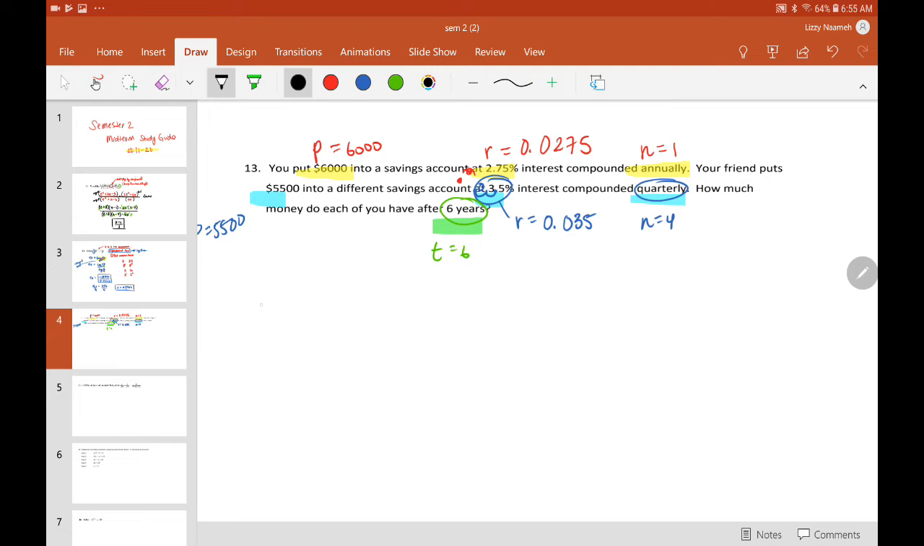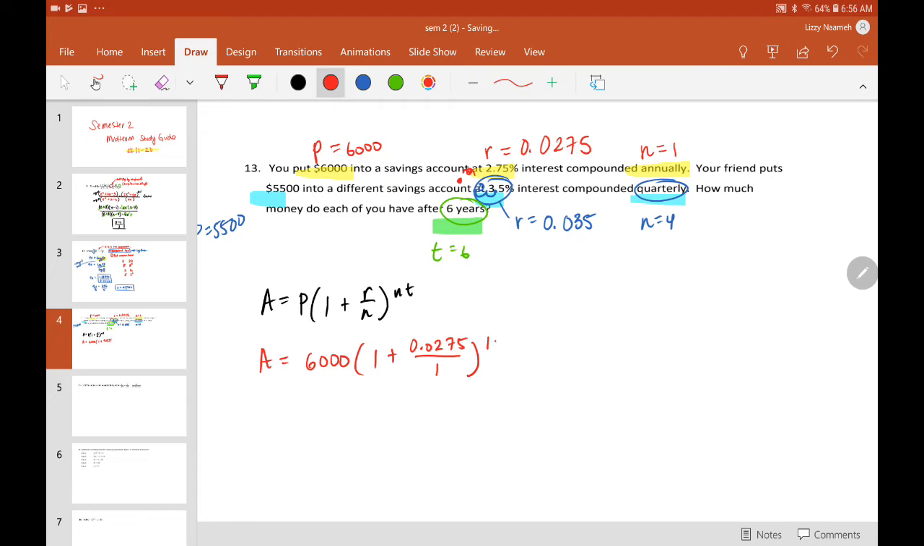So here's our formula that we'll be plugging into. A equals P parentheses 1 plus r over n to the power of nt. Now I'll plug in for the first guy, see how much he has after 6 years. So that's 6,000 as my principal. My rate is 0.0275 divided by n, which is 1, to the power of 1 times t, and t was 6. Okay, so you'll plug that very carefully into your calculator.